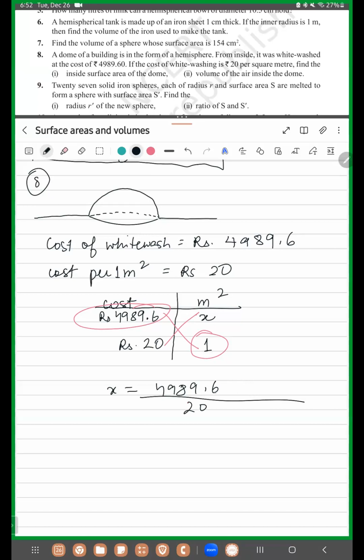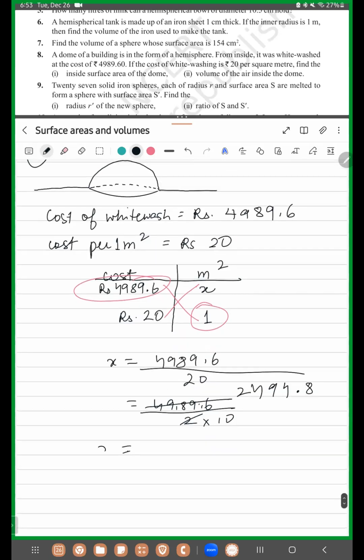So into 1, I'm not going to write. This is 4989.6 by 2, 9 to 10. So 2 twos are 4, 2 fours are 8, 2 nines are 18, again 2 fours are 8, point 2 eights are 16. So this final answer, your x is 249.48 because this is divided by 10.